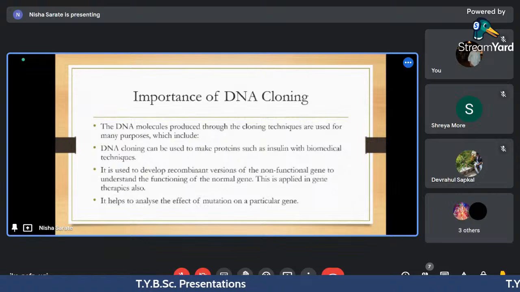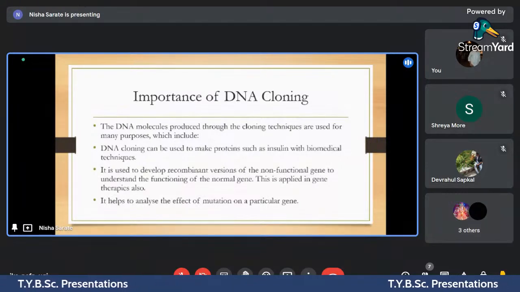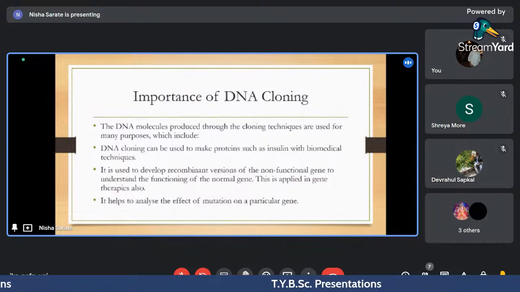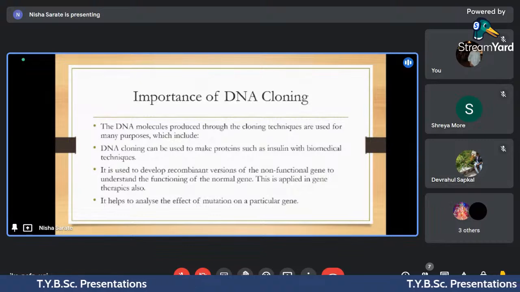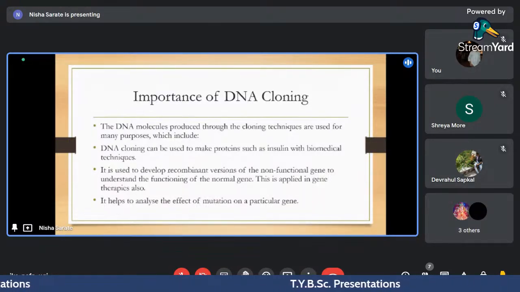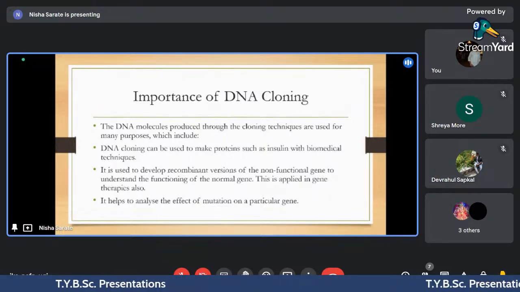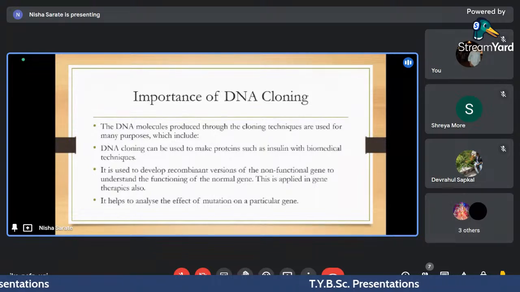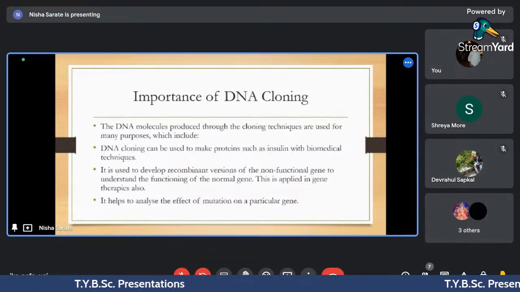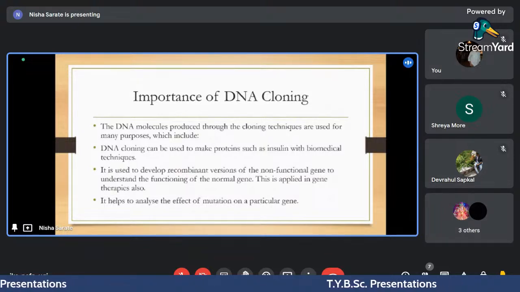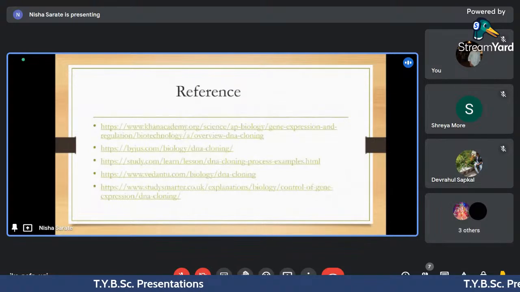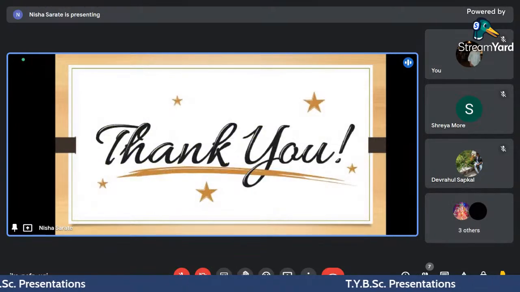Importance of DNA cloning. The DNA molecules produced through the cloning techniques are used for many purposes. DNA cloning can be used to make proteins such as insulin with biomedical techniques. It is used to develop a recombinant version of the non-functional gene to understand the functioning of the normal gene. This is applied in gene therapies also. It helps to analyze the effect of mutation on a particular gene. So here is the reference, and thank you, sir.